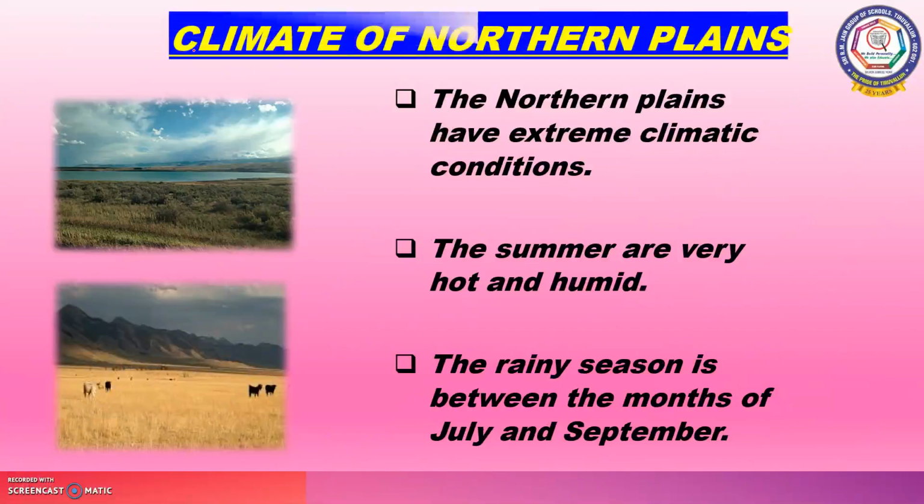Next, let us see the climate of the Northern Plains. The Northern Plains have extreme climatic conditions. The summers are very hot and humid. The rainy season is between the months of July and September.